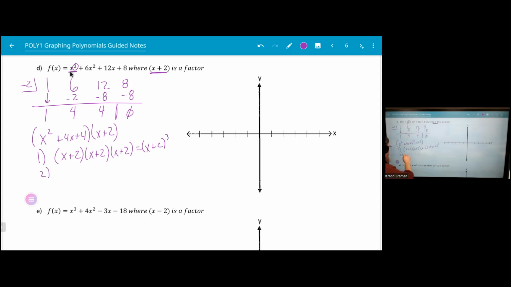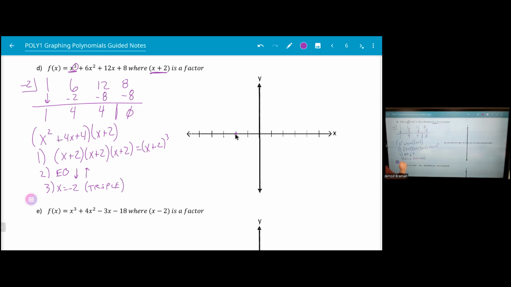So I know I'm going to have my end behavior be down on the left and up on the right. And I know my solutions right here. X equals -2, and that's going to be a triple root. So come over here to -2. Draw my point in here.